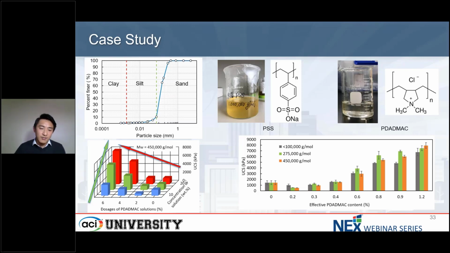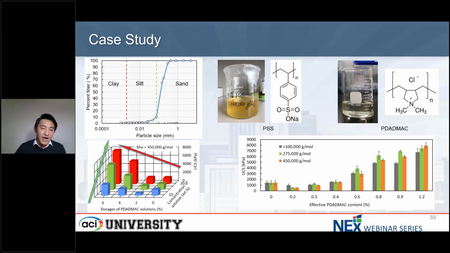My PhD study results show a few common parameters: the effect of the dosage of the polymer solution, or the concentration of the solution itself, as well as the molecular weight.